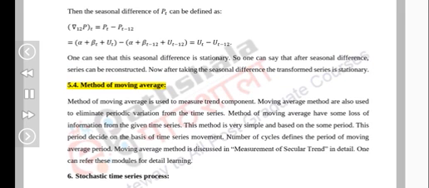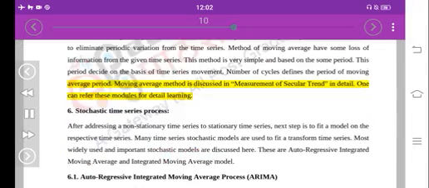5.4. Method of moving average. The method of moving average is used to measure the trend component. The moving average method is also used to eliminate periodic variation from the time series. It has some loss of information from the given time series. This method is very simple and based on the sum period. This period is decided on the basis of time series movement. The number of cycles defines the period of the moving average. The moving average method is discussed in Measurement of Secular Trend in detail. One can refer to these modules for detailed learning.